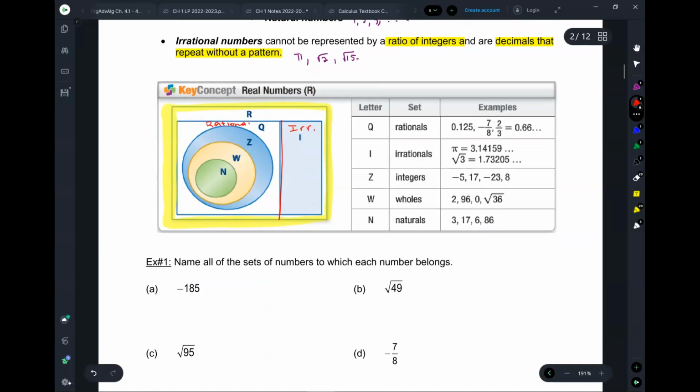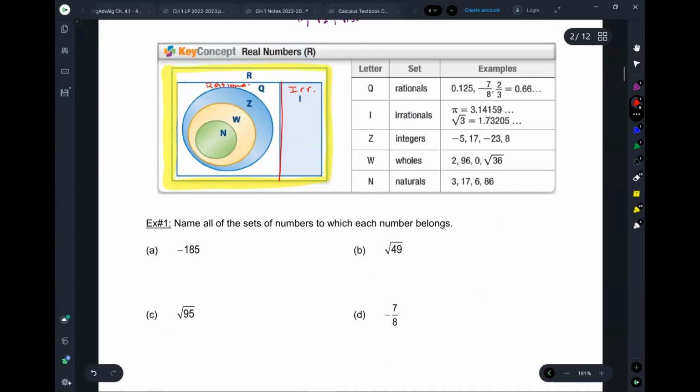So here you have some examples. All right. Name all of the sets of numbers to which each number belongs. So -185, right? What do you think? It's an integer. What else? It's a real number. It's a rational number. And it's an integer. Okay, so you can put the letters now.